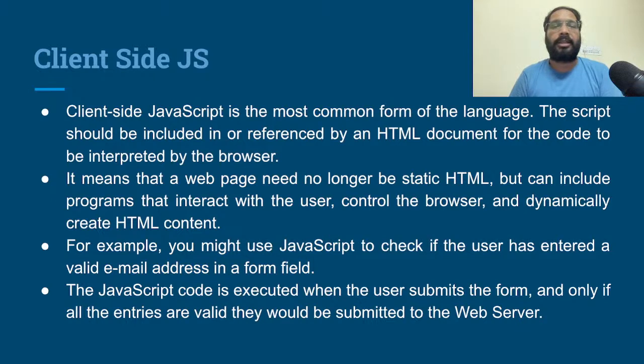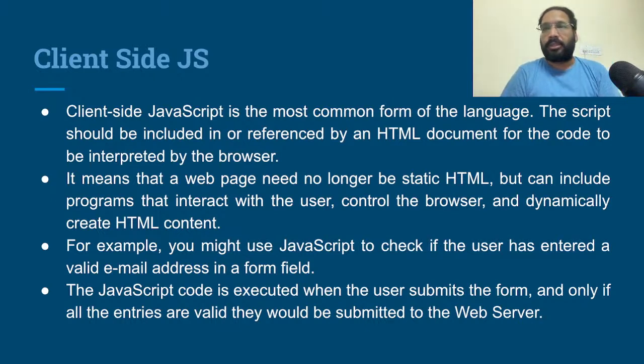So that's why we can say JavaScript is a client-side scripting language. It runs on the client machine and provides immediate results. Now if we focus on the third point, it says, for example, you might use JavaScript to check if the user has entered a valid email address in a form field. Suppose you are receiving some data from the user and you want to check whether the entered data is valid or not. To check that validity, you can use JavaScript, and the JavaScript code will be running on the client machine. So unnecessary server interaction will be reduced.